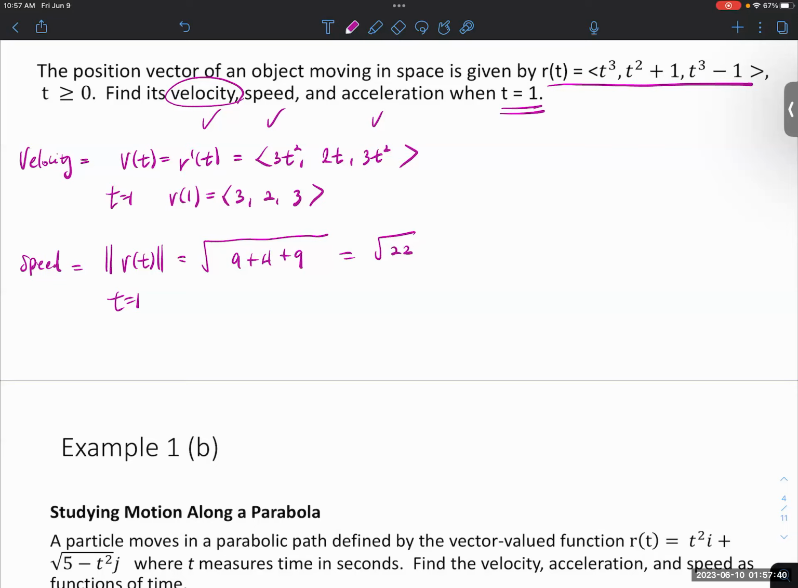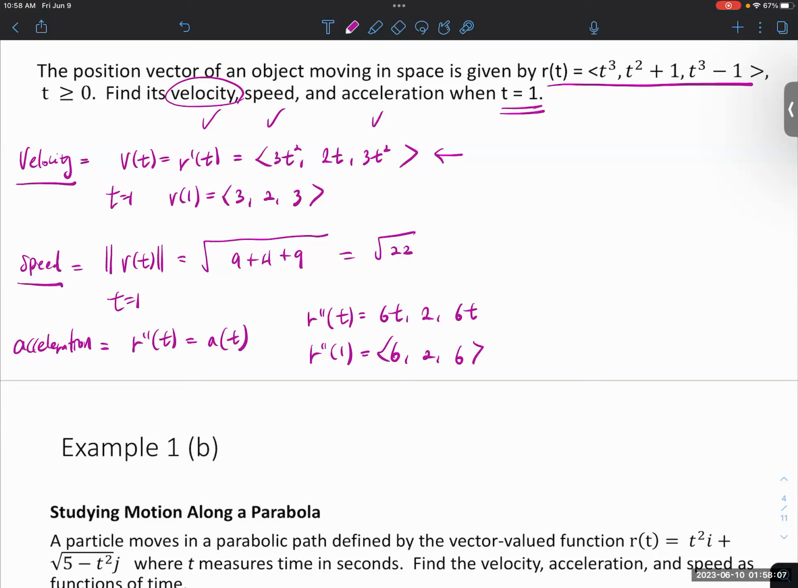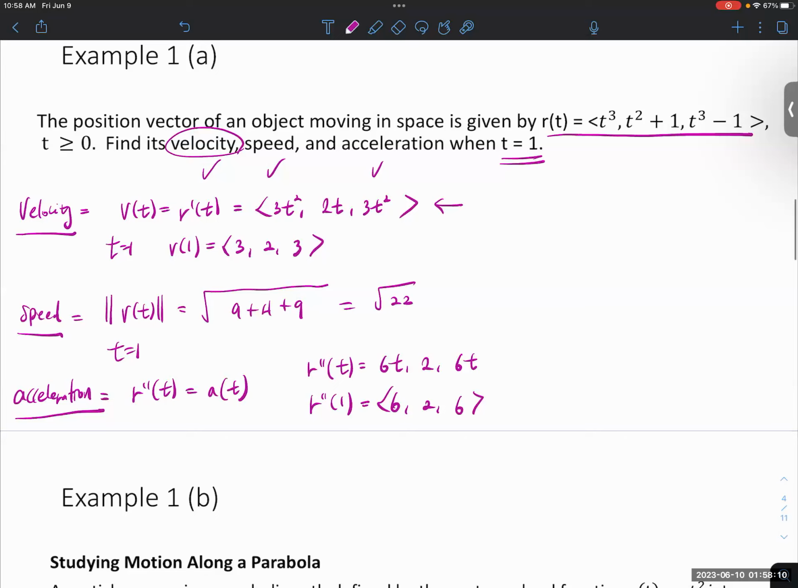Last one, acceleration. This is the double prime, r double prime, that's a. So we take the derivative again from here, and r double prime will be (6t, 2, 6t). When t equals 1, you get (6, 2, 6). That's all the information you can find: simply velocity, speed, and acceleration in space.